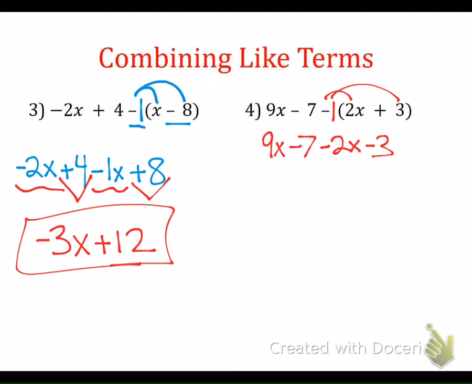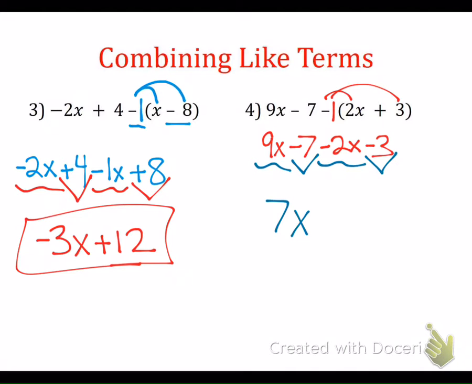9x minus 2x is 7x. Ooh. Okay. These might be tricky. Yeah, it's going to be -10. The tricky part is just remembering that they're both negative.